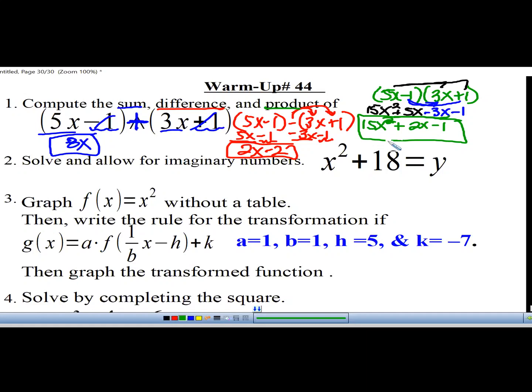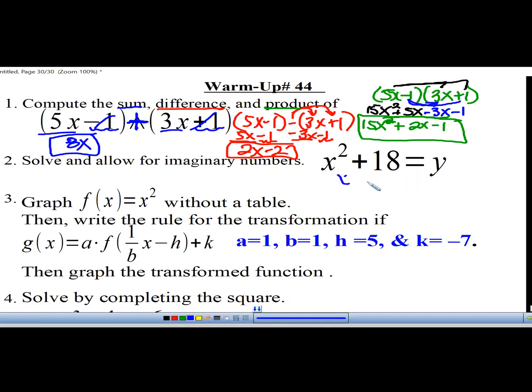Let's go to number 2. For number 2, it says solve and allow for imaginary numbers. So this one, what method would you guys like to use to solve that one? There's 5 different methods. Okay, good. I'm going to use square roots.